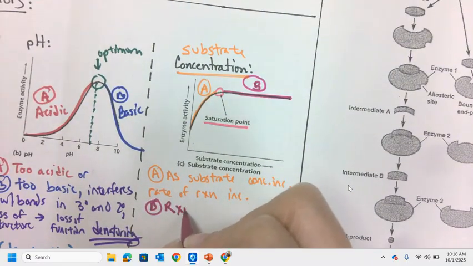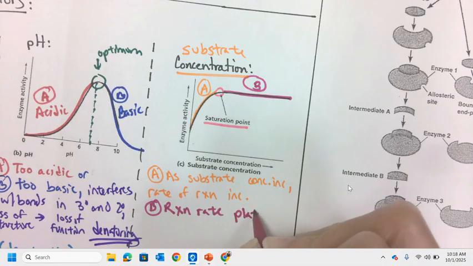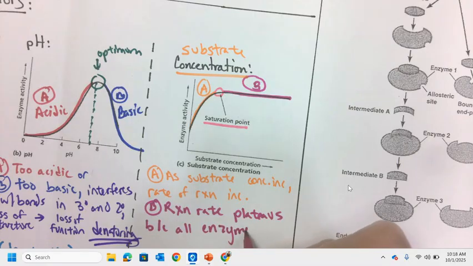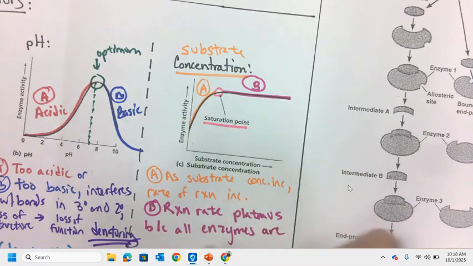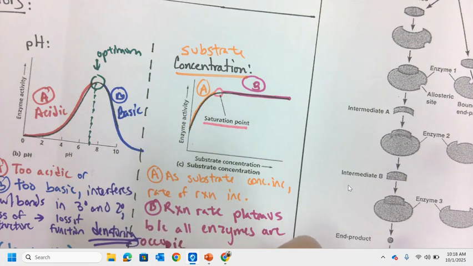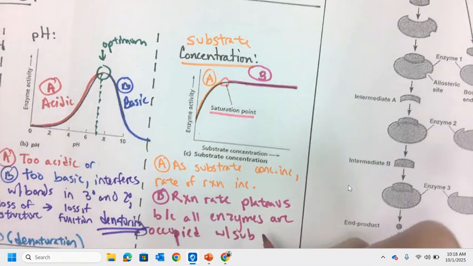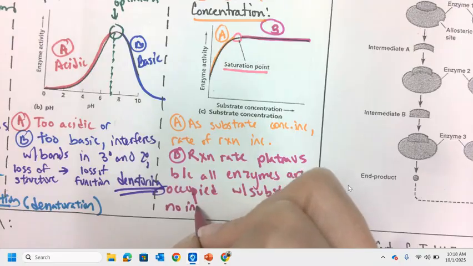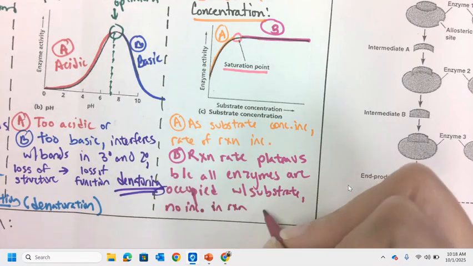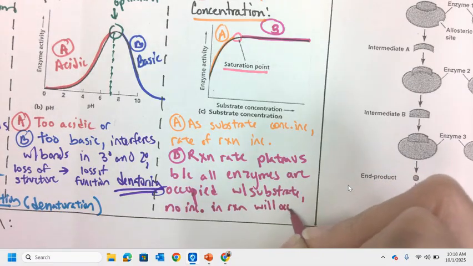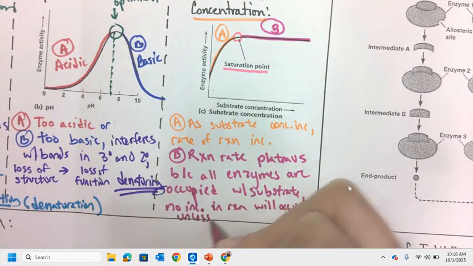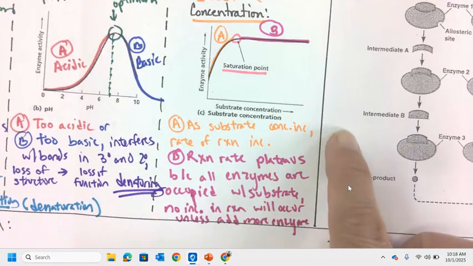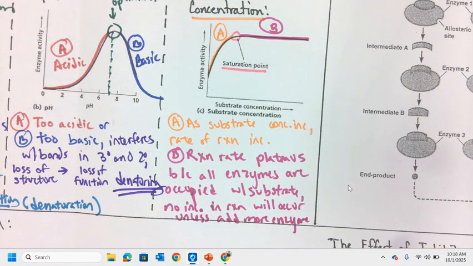Basically, the reaction rate plateaus because all of the enzymes are occupied with substrate. You can't see that. And no increase in reaction will occur unless you add more enzyme. So this is assuming a constant enzyme concentration, and you're just changing the concentration of the substrate.